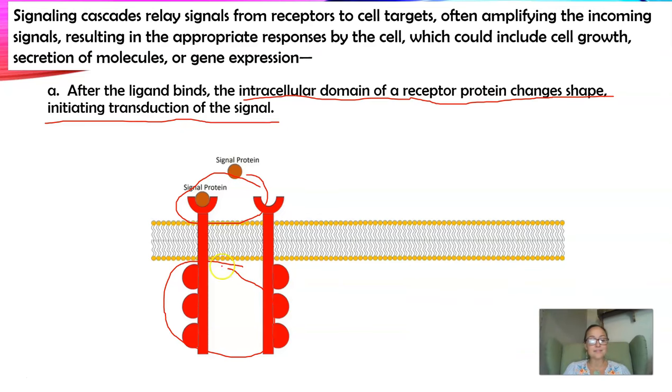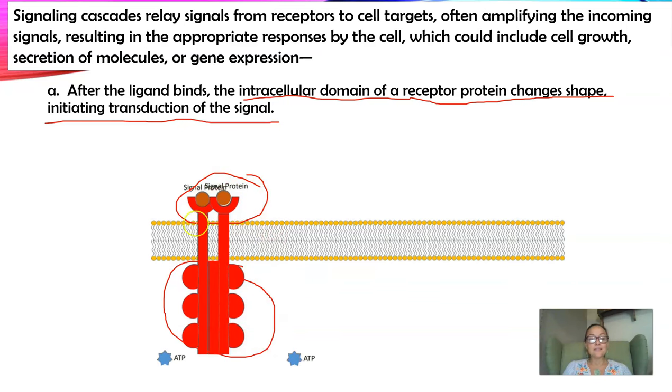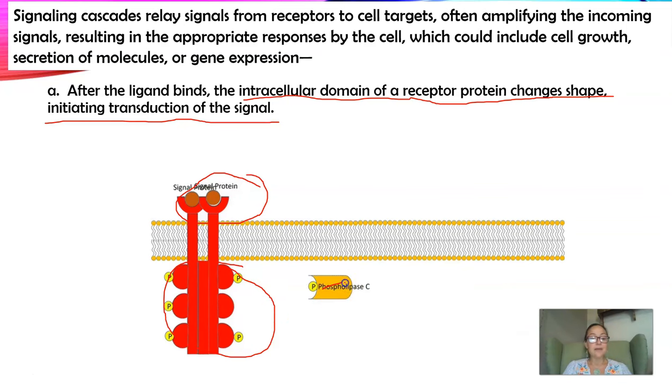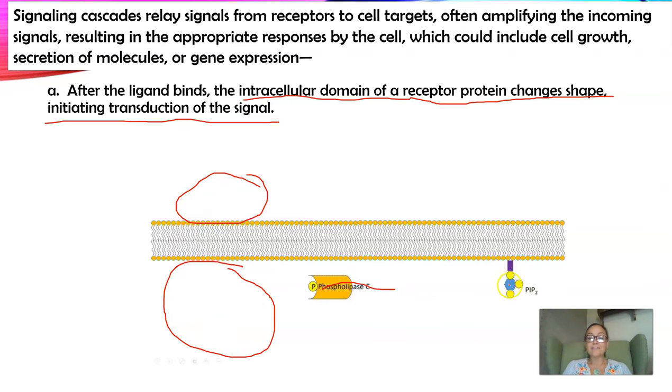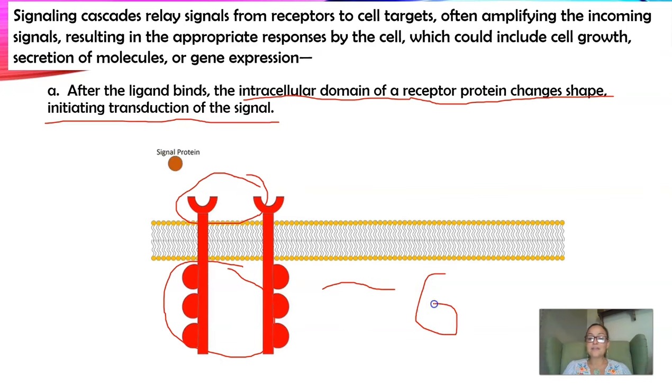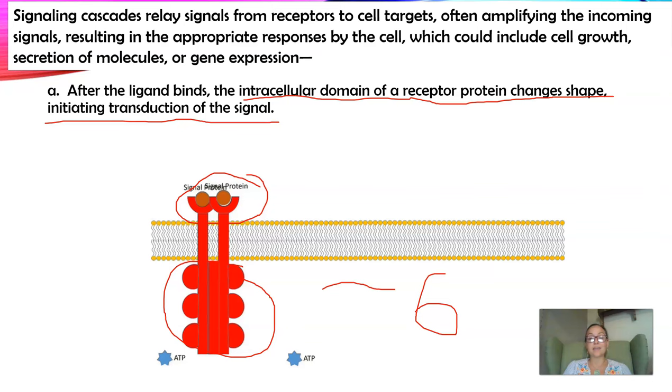So here, when we look at this receptor, tyrosine kinase, once the ligand attaches, right here you're going to see something like a relay protein passing the message on. And then this IP3 is another example of a second messenger, similar to cyclic AMP.